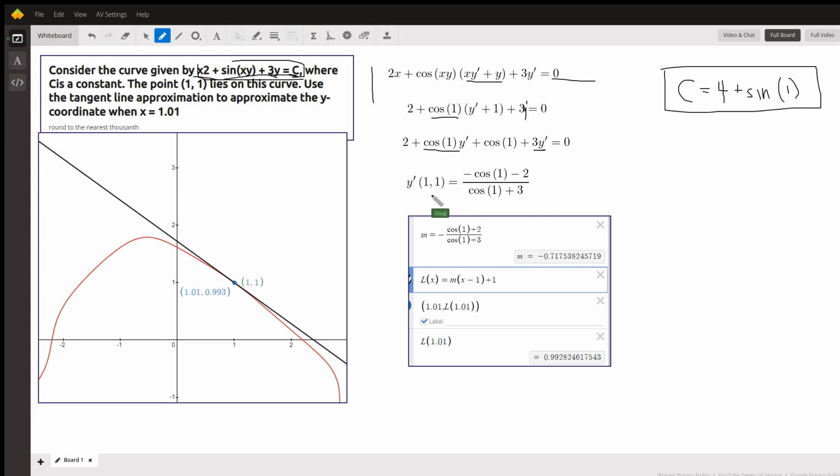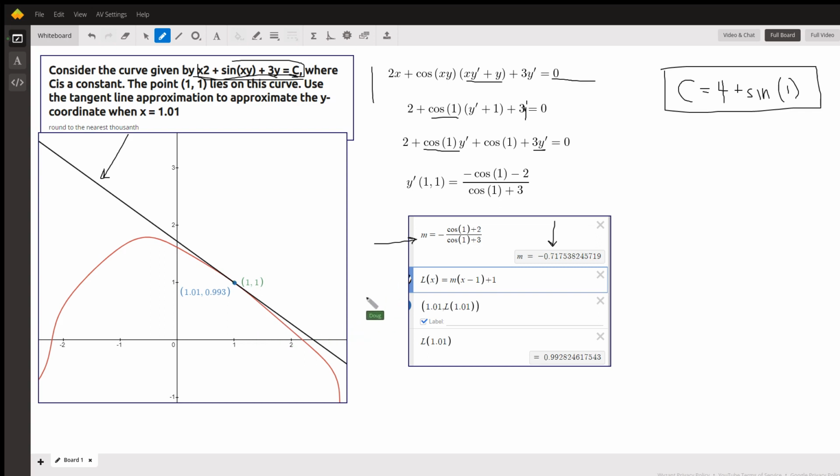y prime at the point where x is 1 and y is 1 is, well, here's another way to write it, the opposite of the cosine of 1 plus 2, divided by the cosine of 1 plus 3. There's the slope of this tangent line right here. And it is going downhill.